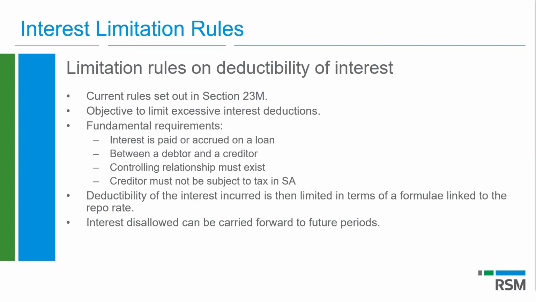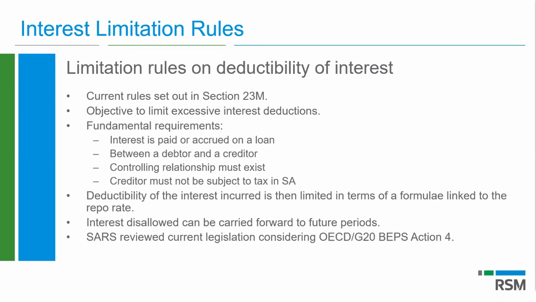And once you've done that calculation, there's a potential disallowance of all or some of the interest that you've paid on these loans that meet the requirements of Section 23M. If that interest has been disallowed, you are able to carry that forward into future periods, run the calculation again, and then potentially claim that interest at a later date. And there's no limitation on the number of periods that you can carry that forward.